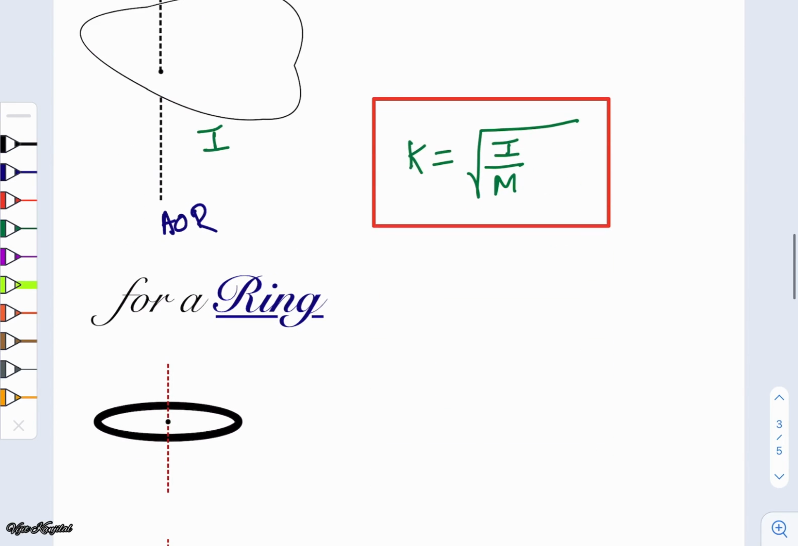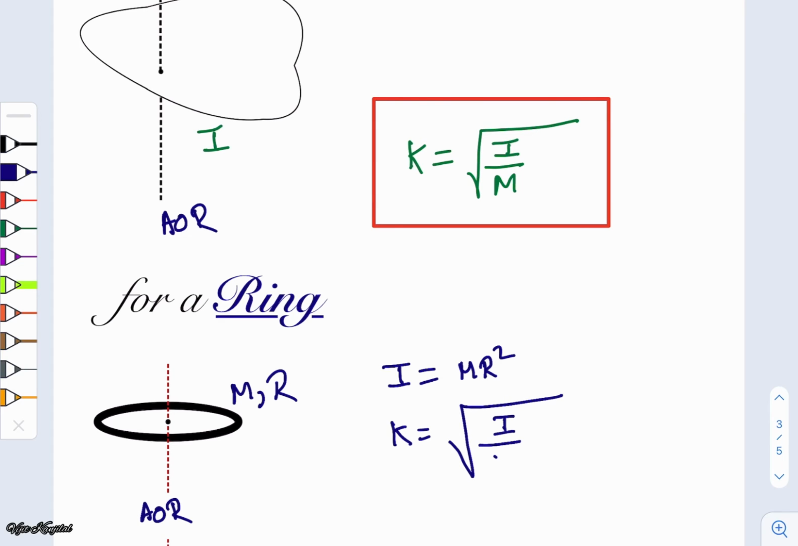Let's say we have got a ring of mass m and radius r, and we wish to calculate the radius of gyration for this ring when the axis of rotation is passing through the center of the ring and perpendicular to its plane. So what is the moment of inertia of this ring for this particular case? It is nothing but mr square. So what is k? K is simply root over I by m, that is, root over mr square by m. So what is k? K is nothing but r.